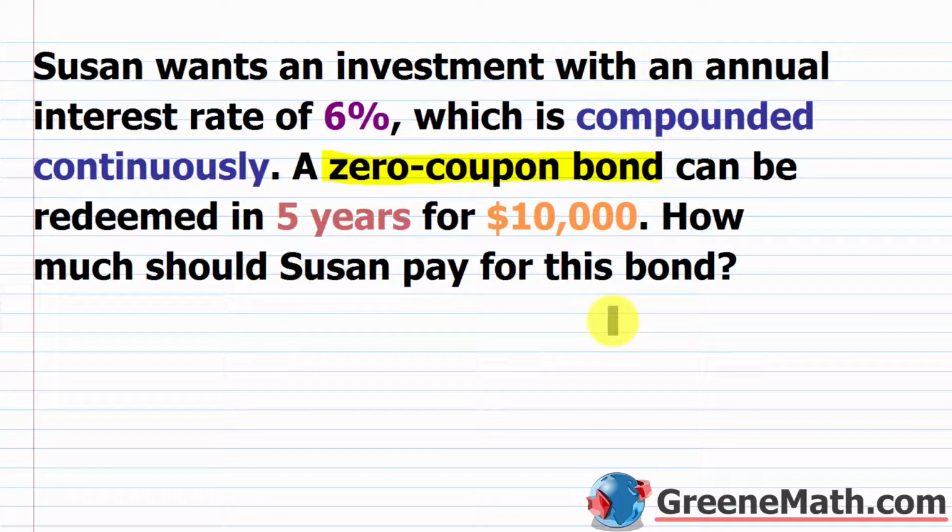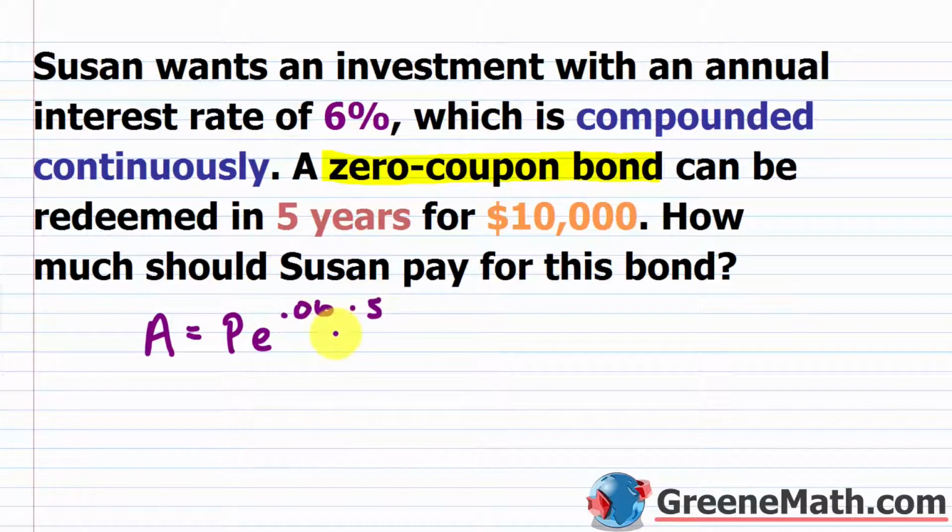So we know that, let me write the formula down. Again, it's A is equal to P times e raised to the rt. We know that she wants to earn an interest rate of 6%. So I can go ahead and erase this and put 0.06. And we also know that this investment is for 5 years, so times 5.